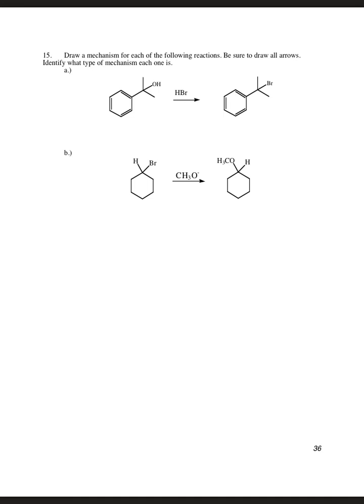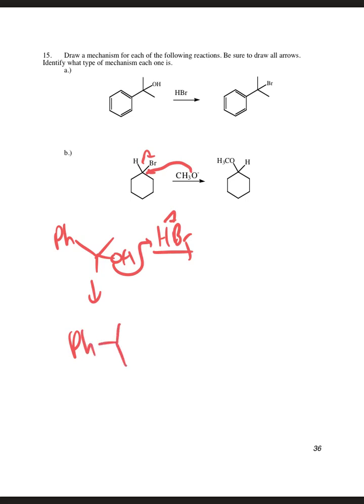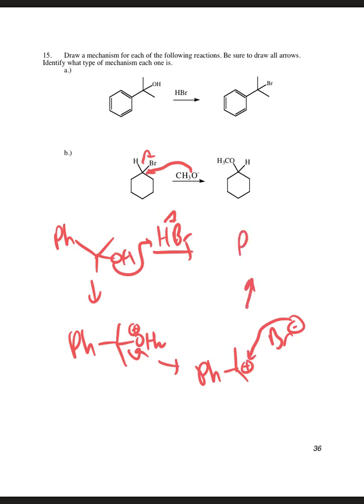And then the last one, draw a mechanism for each of the following reactions. So the second one is going to be just an SN2. It's easy. The first one, should have put more space in the page. But we have that and HBr. So we don't have a good leaving group, so we need to protonate it to make a good leaving group. Make the water it can leave, forming the cation. And then the bromide adds to the cation to form the product.